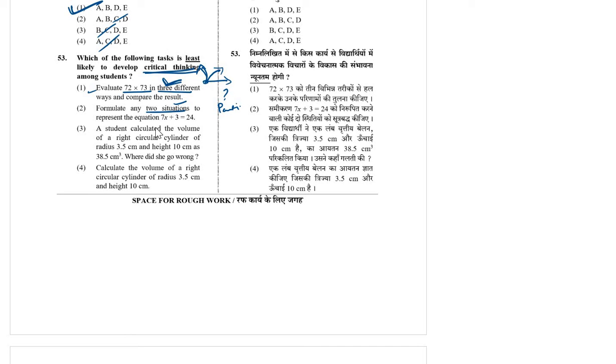The student calculates the volume of the right circular cylinder of radius 3.5 and height. What will go wrong? This is also something they need to think about and write. Fourth one, calculate the volume of the right circular cylinder. This is the direct question, no need of thinking anything. Direct formula application based question.